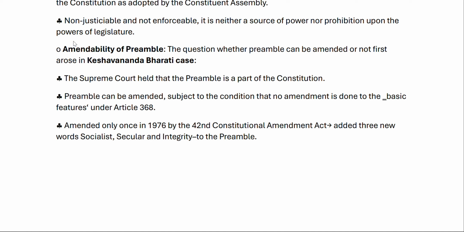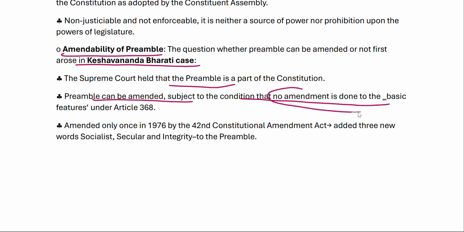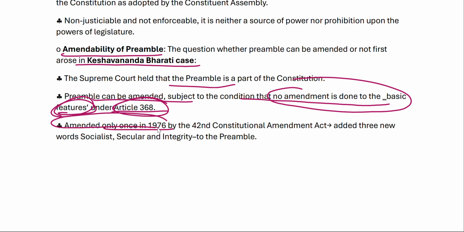Amendability: the preamble can be amended. This was answered in the Kesavananda Bharati case. It is subject to amendment, but no amendment can be made to the basic features under Article 368. The amendment has been done only once, in 1976, to add three new words: socialist, secular, and integrity.